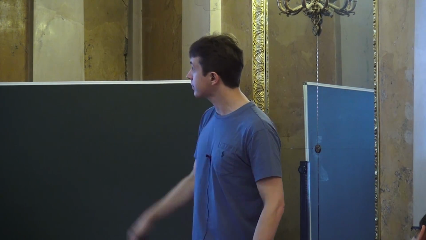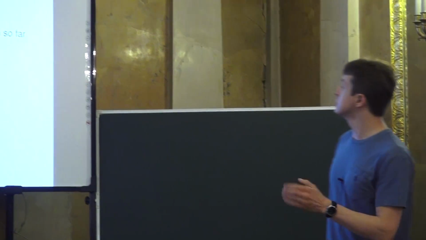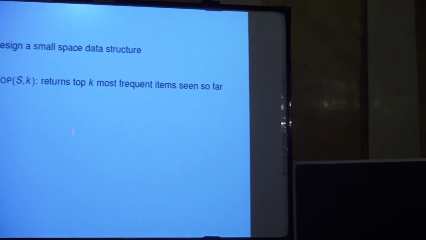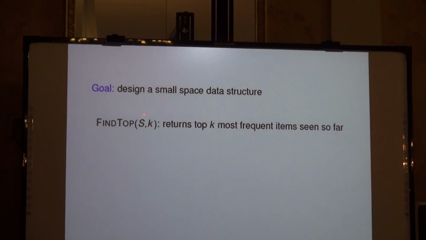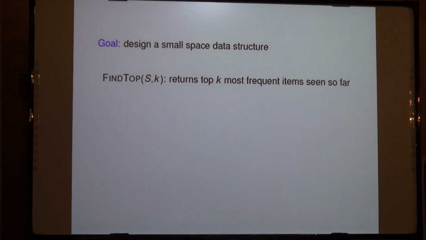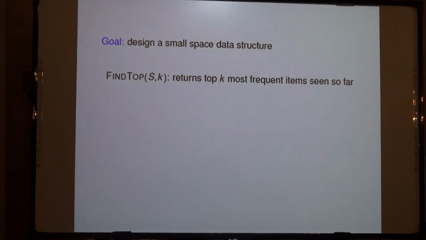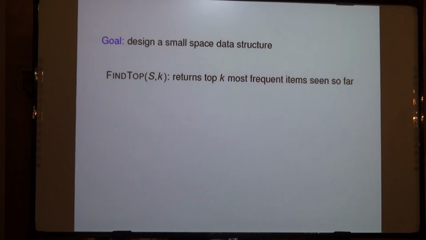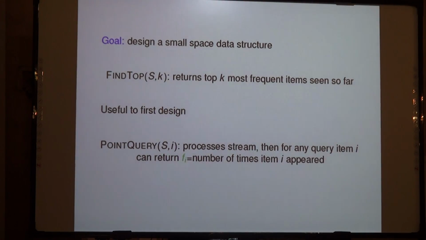Good. Okay. So here's what we want. We want to design a small space data structure, and I will call this data structure find top. Find top is a data structure that allows you to scan a stream S, and at the end of the day, or rather at every point in the stream, is able to give you the top k most frequent items seen so far. So this is what we want.